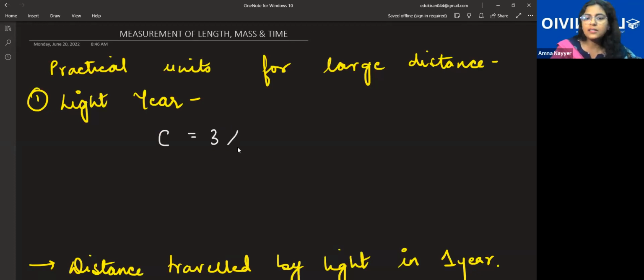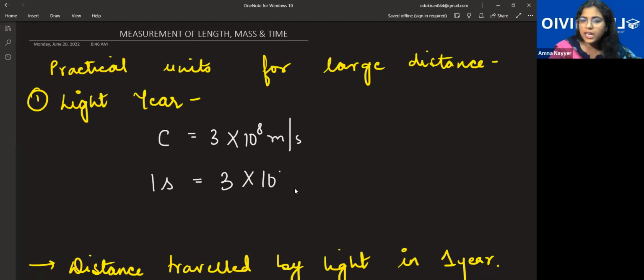Speed of light is 3 into 10 to the power 8 meter per second. Remember it like you remember the value of 1 kg is equal to 1000 gram. It's such a basic thing. So 3 into 10 to the power 8 meter per second. So what does this mean? This means that in 1 second, the light is covering 3 into 10 to the power 8 meters. Right? So in this time, it is covering this much distance.